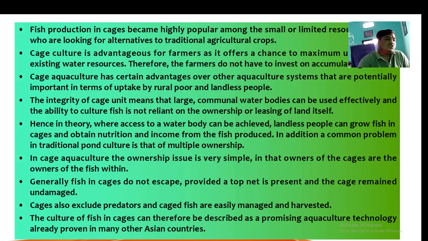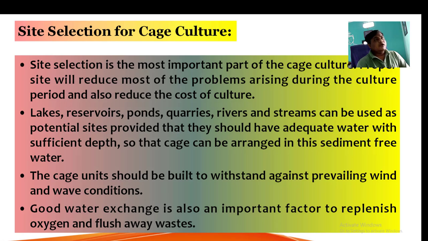Okay, so the culture of fish in cages can therefore be described as a promising aquaculture technology already proven in many other Asian countries. We already have a number of examples. No doubt, in our India also, the CMFRI plays a crucial role in cage culture in the marine sector. Okay, now move towards the site selection of cage culture.